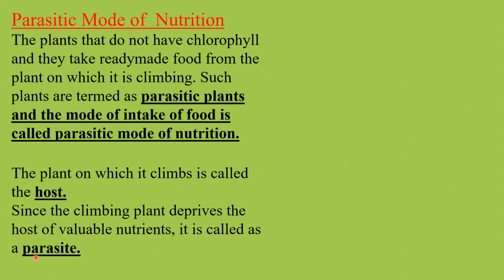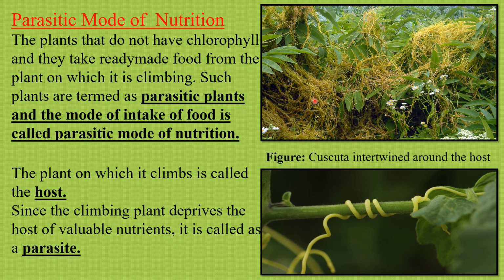This means that the parasitic plant grows on the host plant and slowly and gradually it takes up the ready-made food which is prepared by the host plant, and thus the host plant is left without any food. The example of the parasitic plant is cuscuta. The yellow colored plant that you are able to see here is the cuscuta plant, which is taking the support of the host plant. This cuscuta plant intertwines itself around the host plant, and in this way it takes up the nutrition from the host plant, and thus the host plant is having no food.